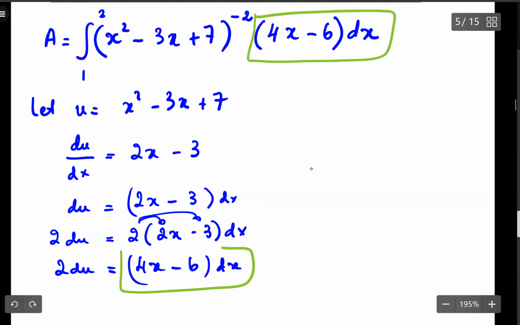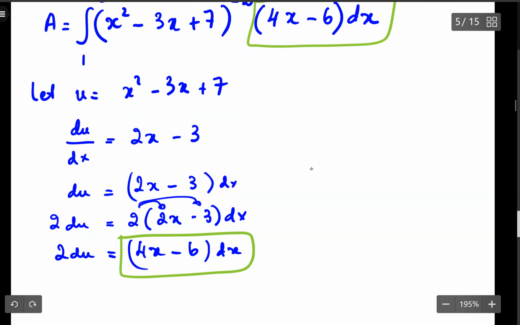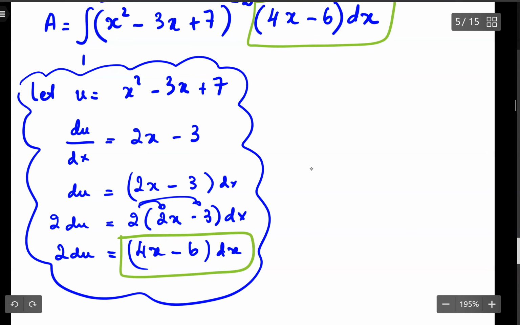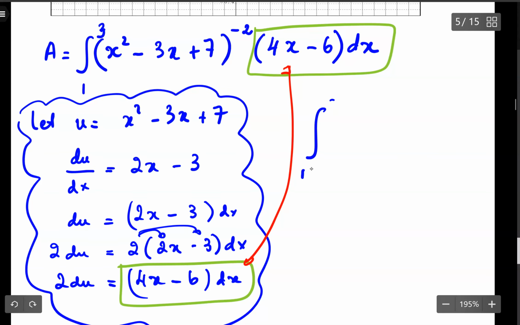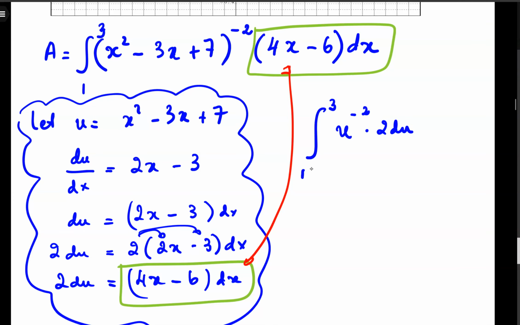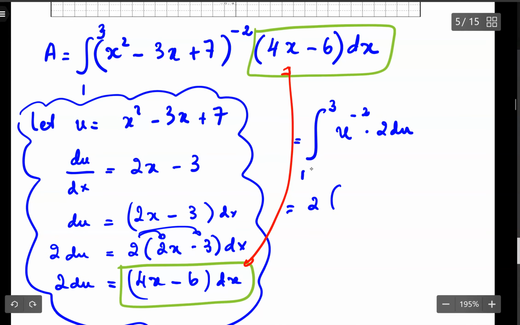Now I achieve my purpose of making sure that the right hand side of this differential equation is equal to what I need to replace for the u. So now you see these are equal to each other. So basically my integral will be from 1 to 3, of 3u to the negative 2 times 2 du. I will bring the 2 across the integral sign. So 2 times the integral from 1 to 3 of u to the negative 2 du.